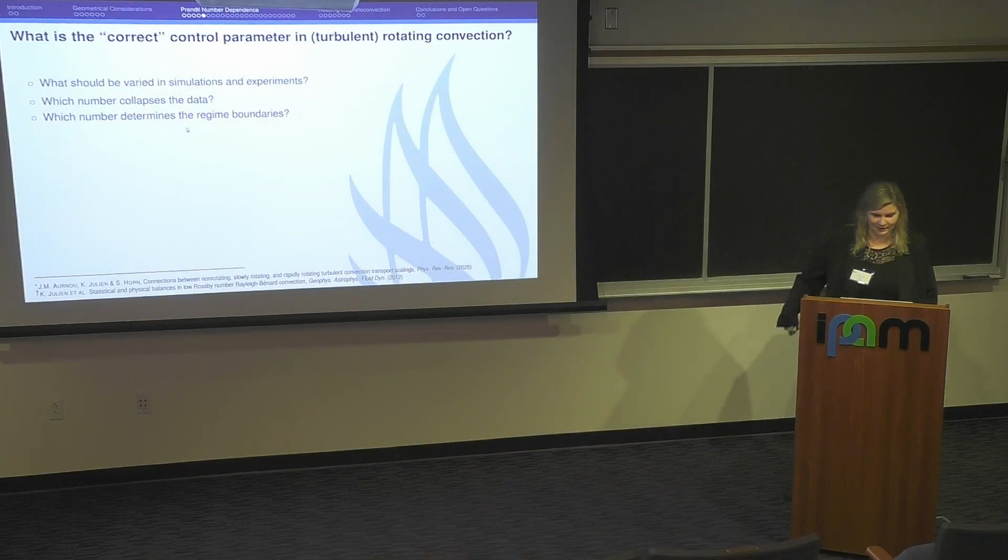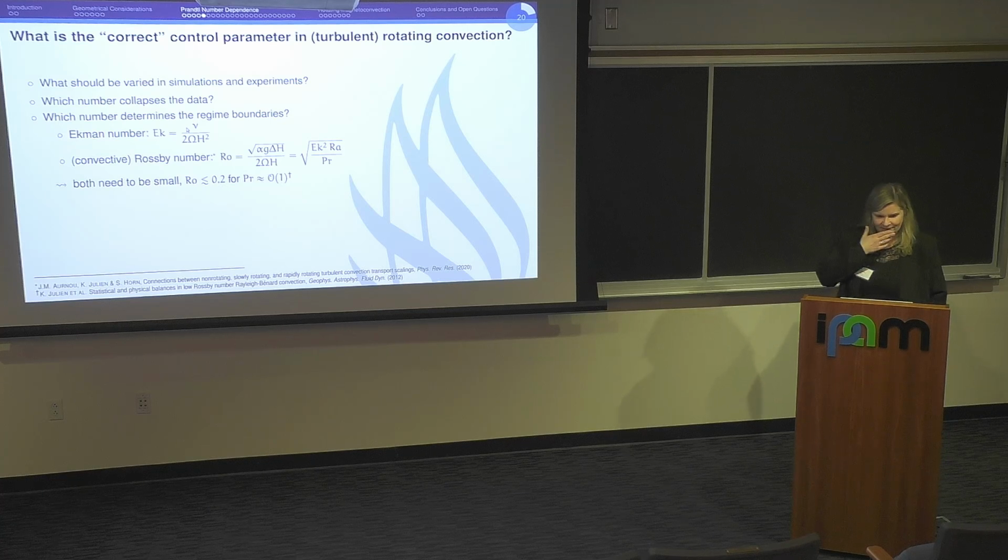There are different studies, depending on which field you are in. If you look more in the fluid dynamics community, all the plots are versus the convective Rossby number. If you look in the more geophysical community, all the plots are versus the Ekman number. And is that really the right question to ask, and what determines the regime boundaries?